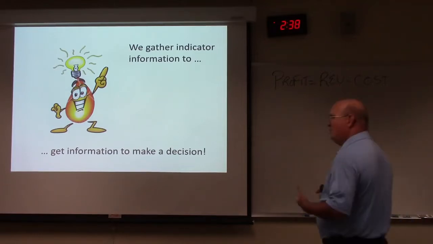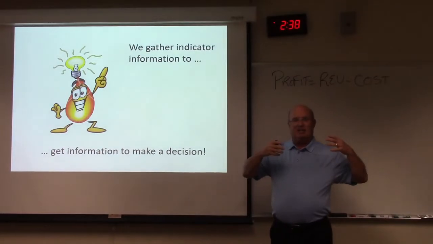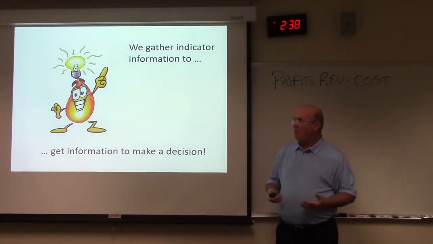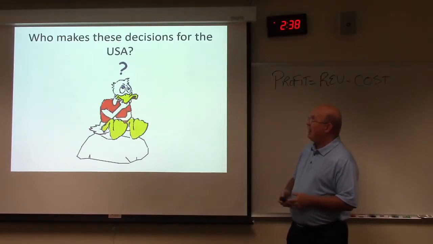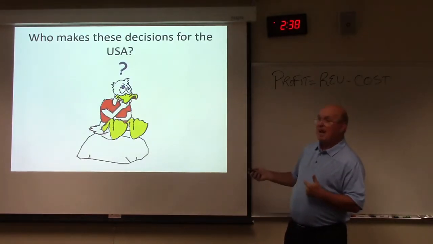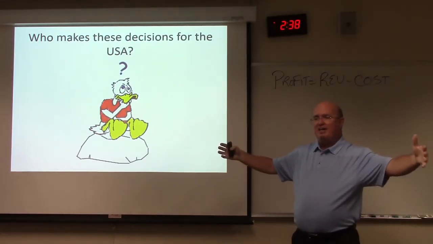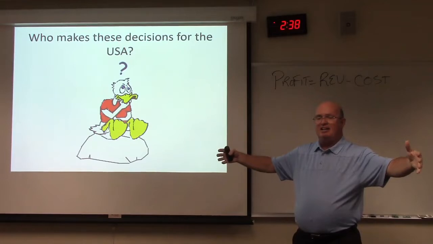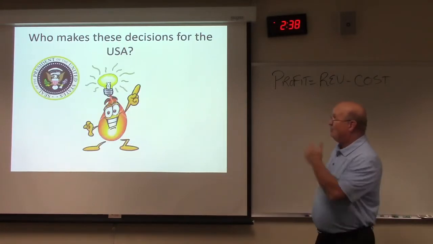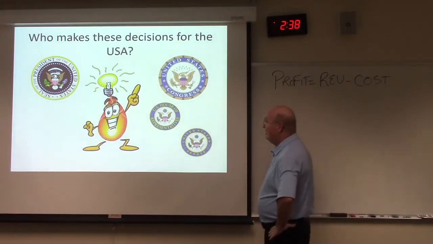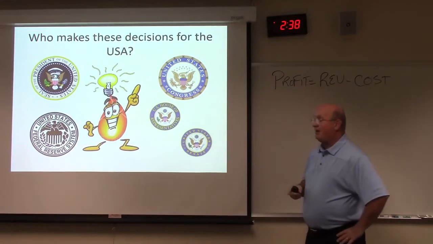So, we've figured out what GDP is and how GDP works. We know that we use indicators to gather information. The folks that decide this, now this is the thing we have to start working on. Who can decide the economy of the whole United States? Well, the president can. So can Congress, the House and the Senate, and the Federal Reserve.